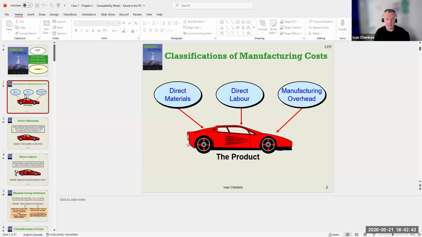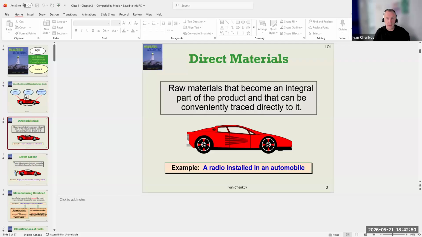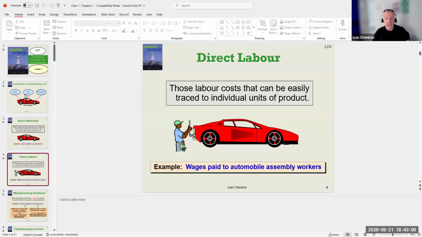We need to have three costs. One is direct material, the other is direct labor, the third one is manufacturing overhead. What that means: direct material will be the raw material which eventually is going to become an integral part of our product, and can be easily identified and traced directly to the product. Direct labor is, again, the labor of the workers that can be easily and directly identified and traced to the product.